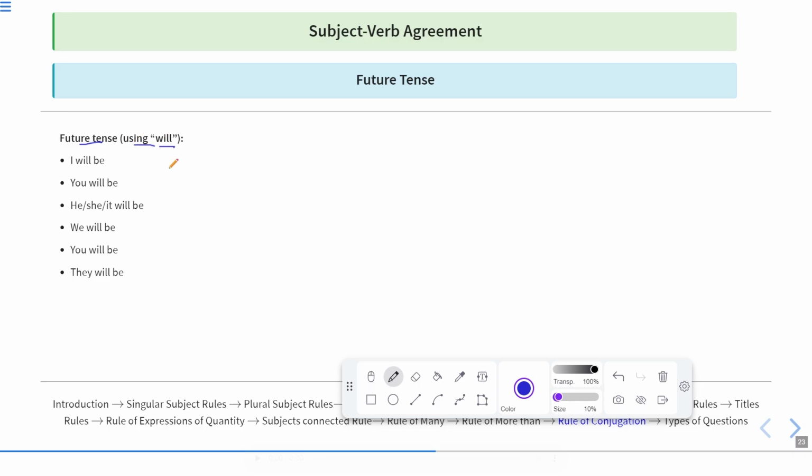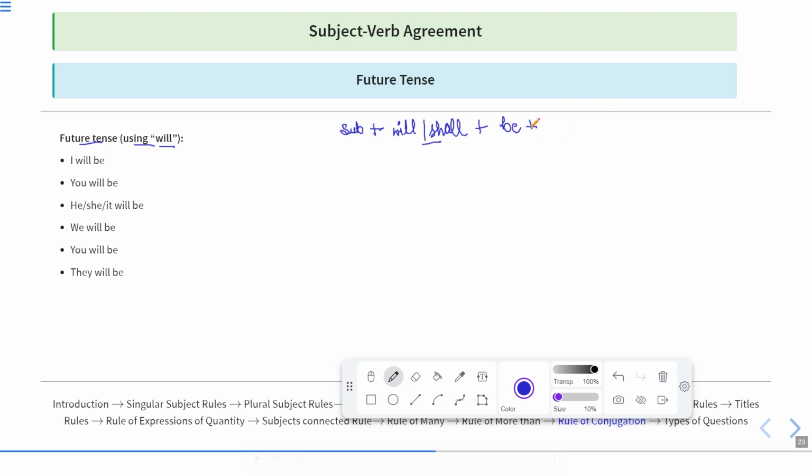Using will. When we use will or shall in a future tense sentence, we have the subject, then will or shall, and then we have the basic form of be. The rules are as follows: subject plus will or shall, and after will or shall, we use be. So here, be is used directly. Why so? Because will and shall are modals, and after the modals, we can only have the first form of the verb. So be is in its basic form, will be.